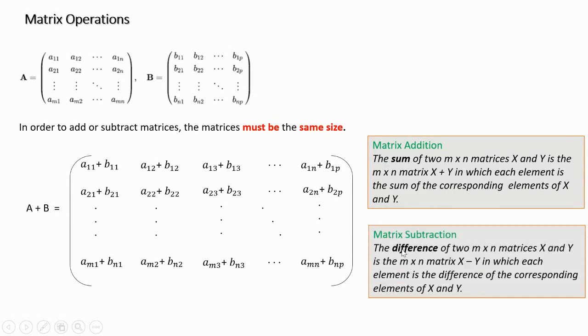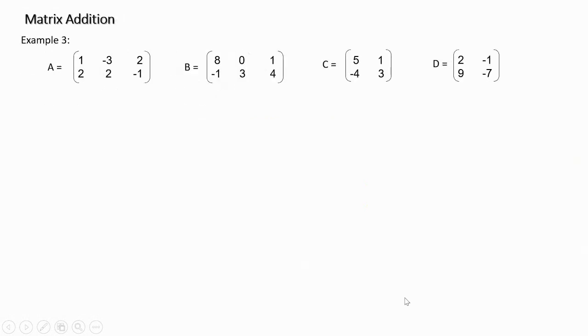Okay, now for the difference, it's the same thing, but instead of adding, it's going to be subtraction. Okay. Now, here are some examples. It's always good to do examples so the students can understand. Okay, now, first of all, let's start by naming the matrices. Matrix A is a 2 by 3, right? We have 2 rows and 3 columns. Matrix B is also a 2 by 3. We have 2 rows and 3 columns. Matrix C is a 2 by 2, and matrix D is a 2 by 2.